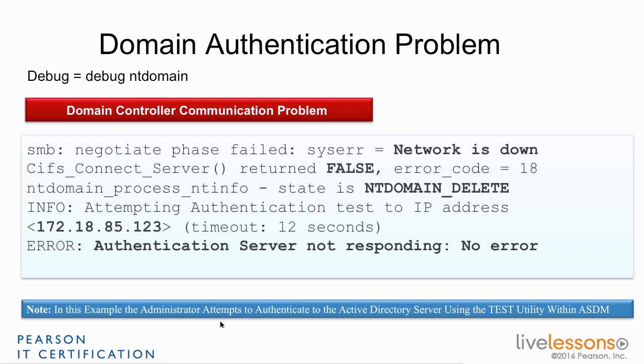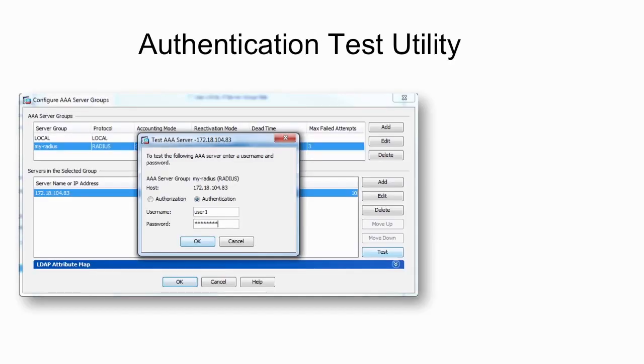In this example, the administrator was attempting a connection to the Active Directory server using a test utility within the ASDM, which brings me to my next point: ASDM has an authentication test utility built in, where you can test a connection to the ASA without having to ask a user to retry again. This is very useful when you're dealing with non-technical users. Here it's a quick test that you can do, in my example, against a RADIUS server, 172.18.104.83. You can test for authentication or authorization.